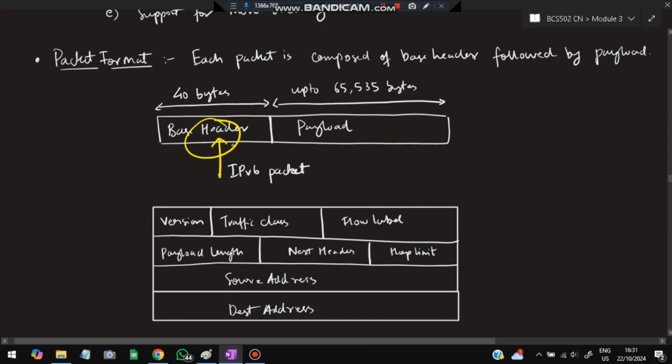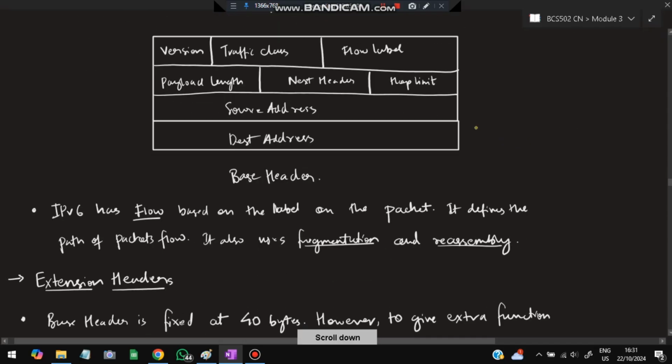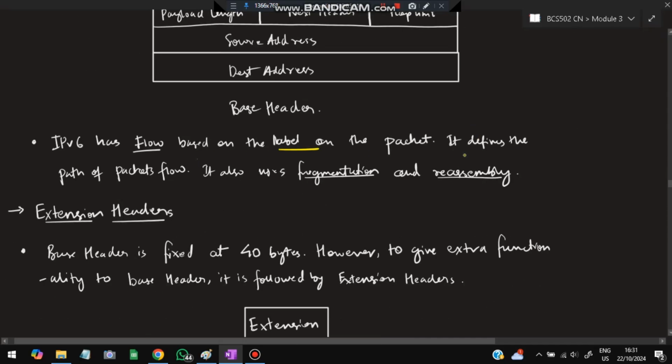All these things come under the base header. All this information provides a guide for this data to be transferred to the next hop or next destination successfully. So it has a flow based on the label on the packet. It defines the path of the packet's flow. Using this, we can define the path: from here it has to go to here, next here, and so on till the destination.